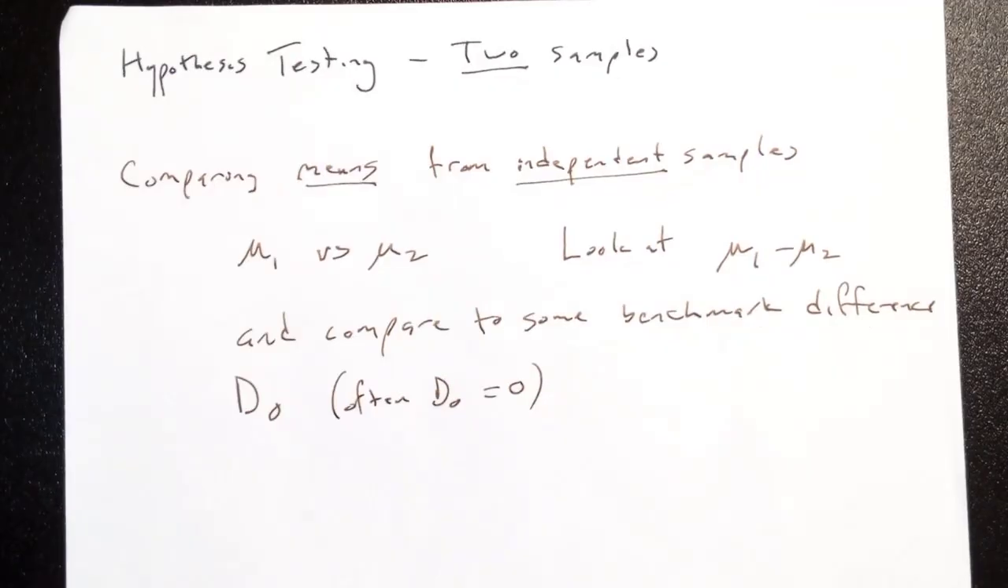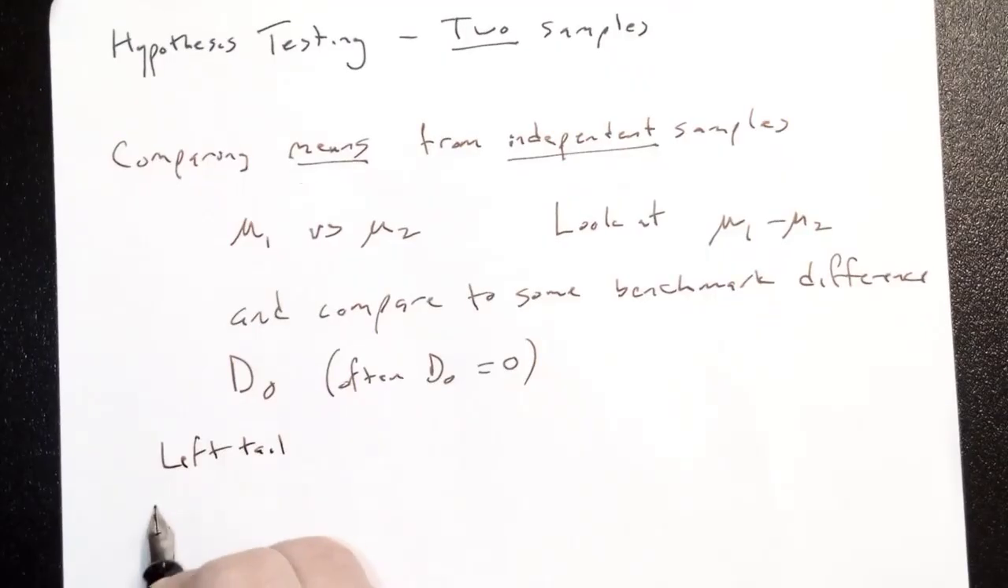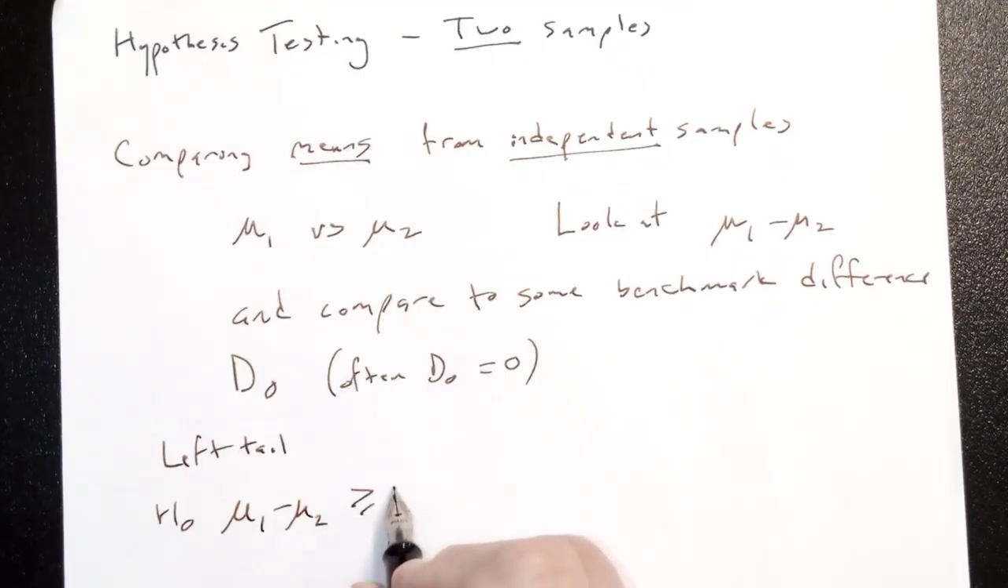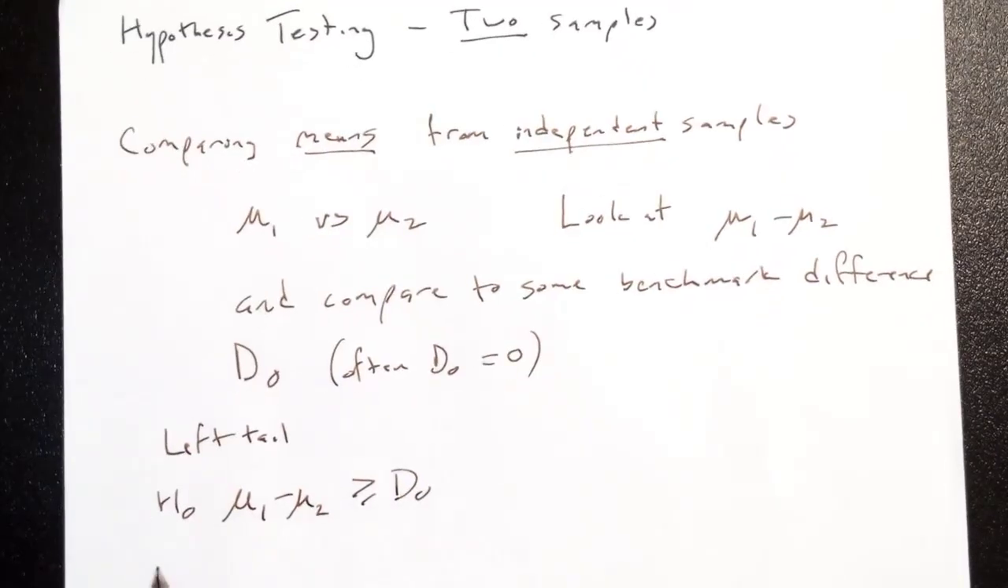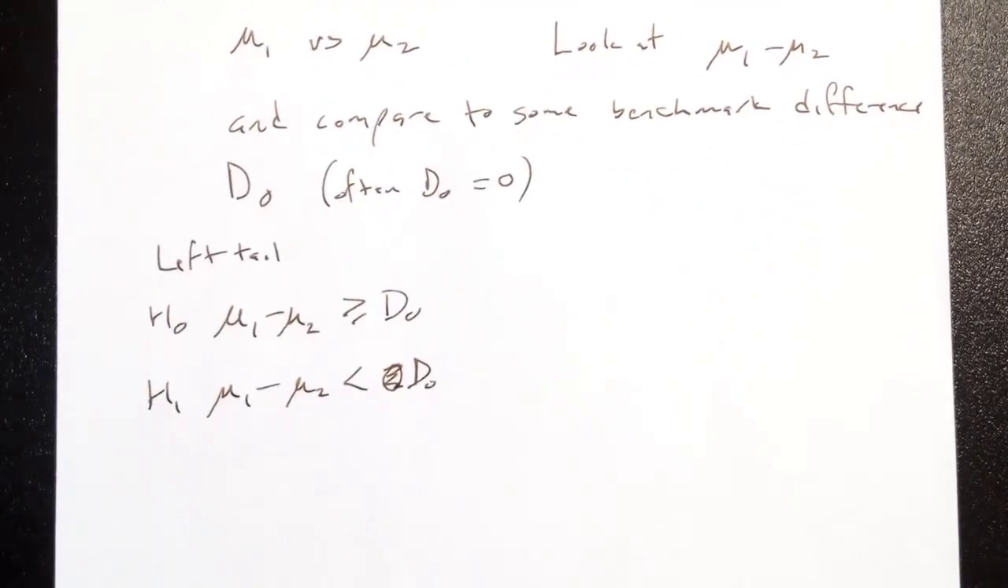All right. In a left tail test, let me think about this for a minute. In a left tail test, I would be asking if the difference is substantially negative. So my null hypothesis would be that this difference is big, and my alternate hypothesis would be small. See how my alternate hypothesis is the left end being negative?